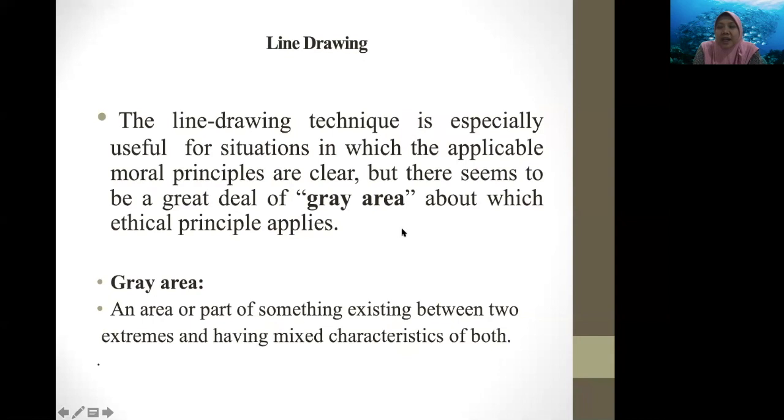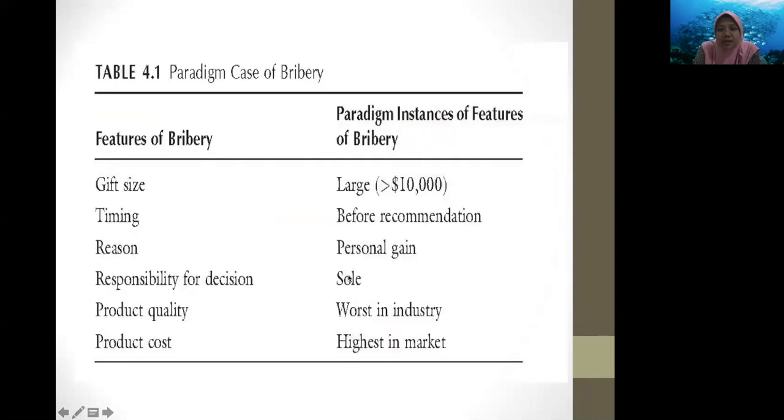You mean there are clear things and there are things we are not clear about. Okay, I will give you an example, then you will see. Because if you just read this, you won't understand until you see an example. So this is an example of the line drawing method. For example, bribery. In the case of bribery, conceptually, maybe you are not sure. Does the scenario involve bribery or not? And what is the definition of bribery?